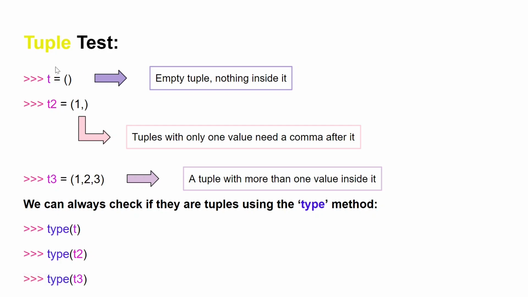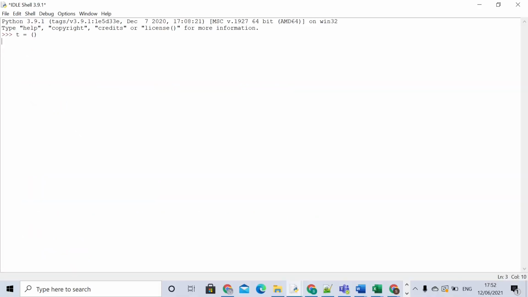So I make 3 different tuples over here. So T, or tuple, is an empty tuple, so there's nothing inside of the brackets. And T2 has only one value inside of it, 1. And then T3 has 3 values inside of it, 1, 2, and 3. So that is a tuple with more than one value inside of it. Also, we can check if they are tuples using the type method. So let's try this out in the idle shell and see what happens.